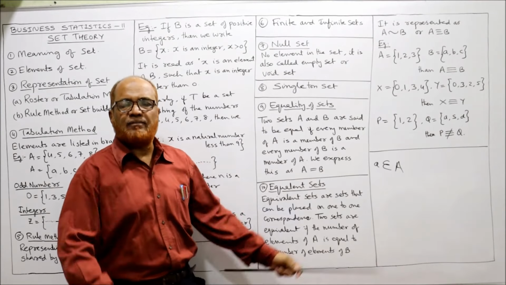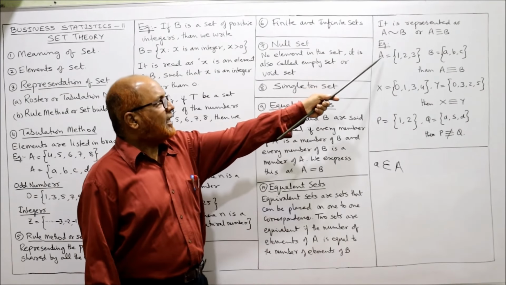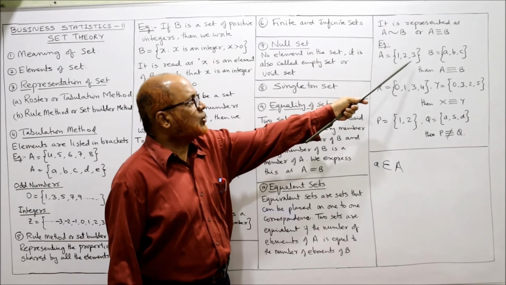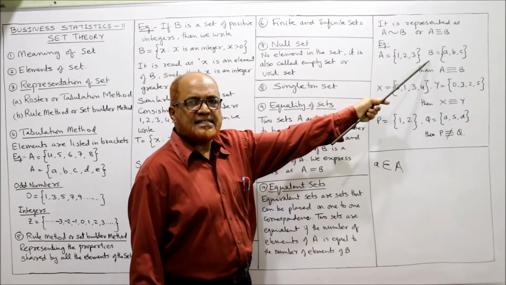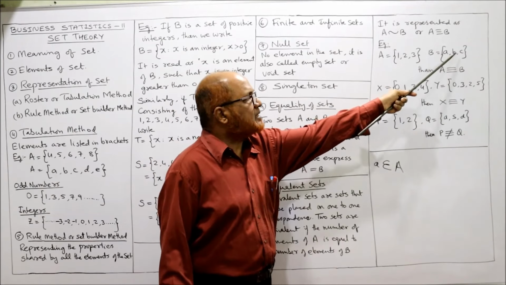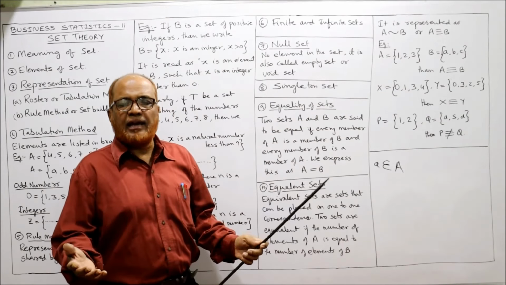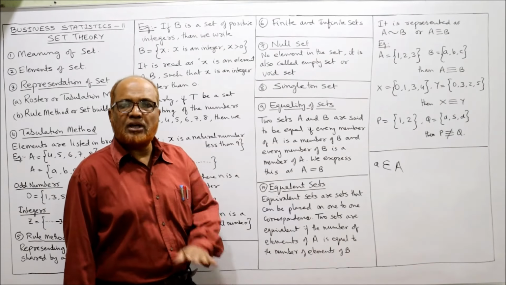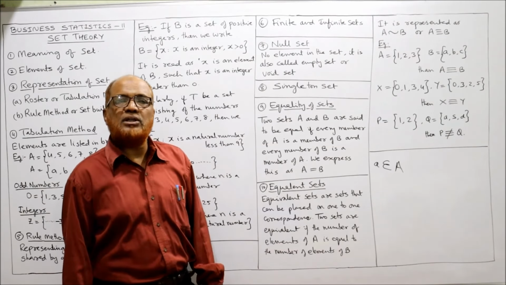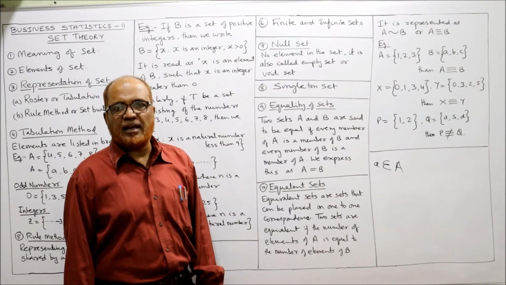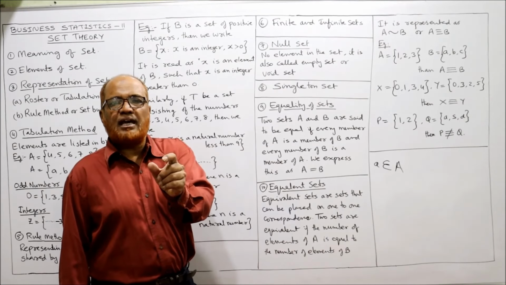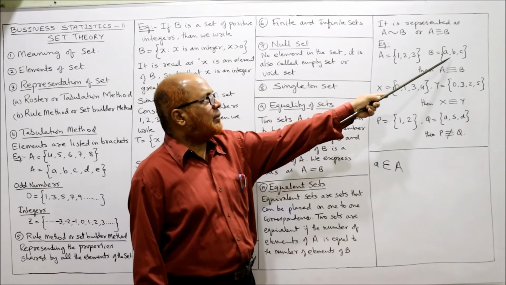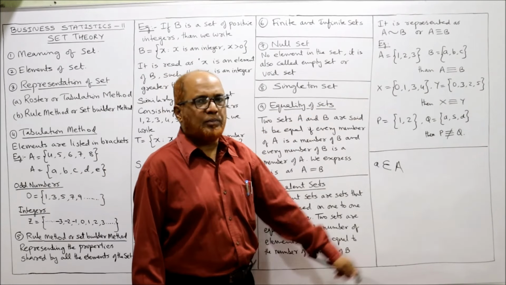Few examples I have taken for equivalent sets. A is a set. The elements of A are 1, 2, 3. B is another set where the elements are A, B, C. So clearly the elements are not the same, they are different. Both are not equal, but both are equivalent. Both sets are equivalent because the number of elements in A is equal to the number of elements in B. 3 elements in A, 3 elements in B. So A is equivalent to B.